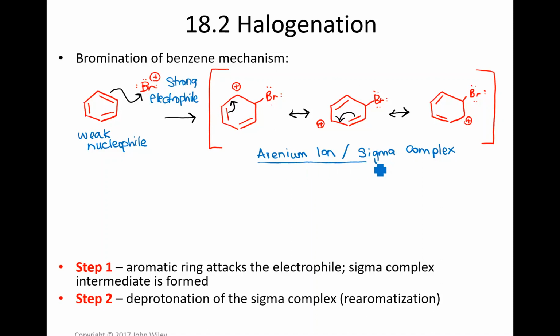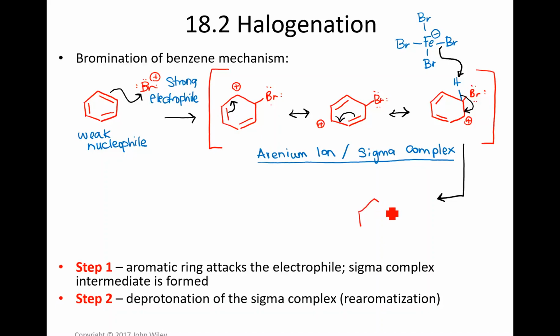And then the last step is deprotonation. So there's a proton here, and if a base comes in to take that proton, we can regenerate the aromatic ring. In this case, the base is thought to be this iron tetrabromide. So we can show one of the bromines essentially dissociating and taking that proton, and then these electrons swinging over to reform the aromatic ring.